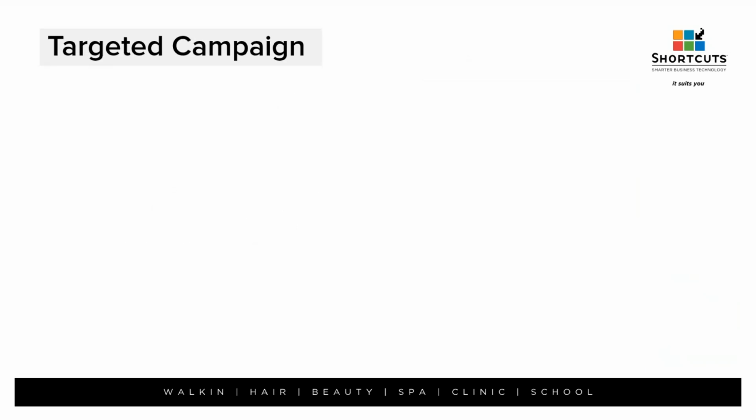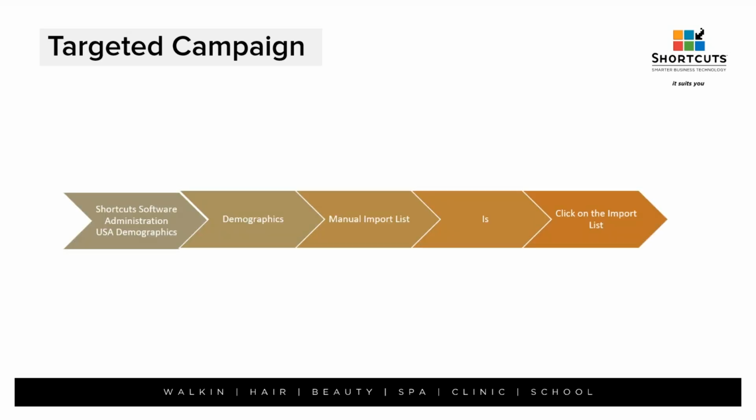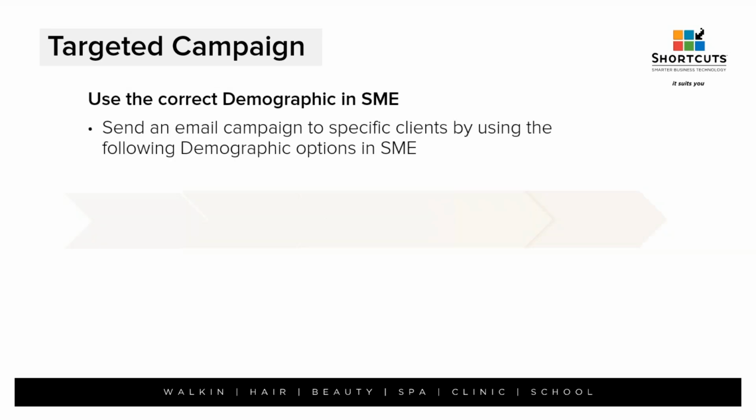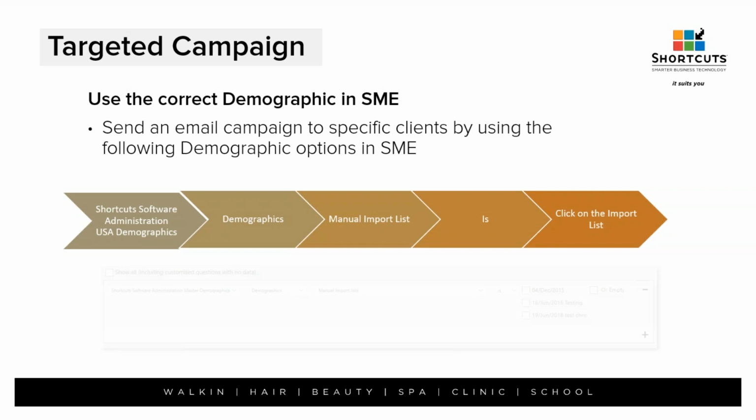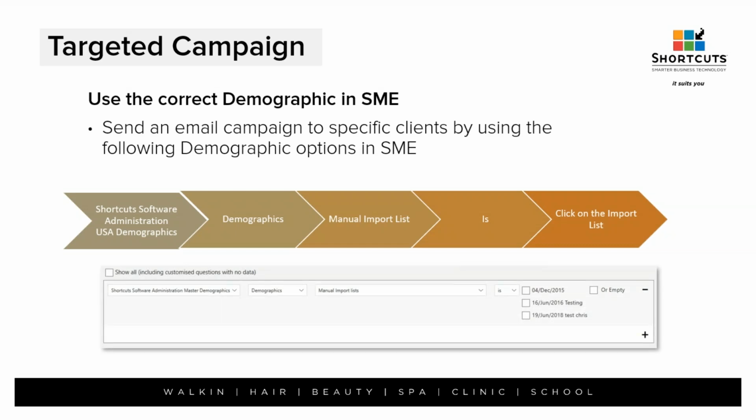So for a targeted campaign, let's review the steps. The list of customers we exported from Shortcuts, we need to tell Shortcuts Marketing Elite who these customers are. So once you're in Shortcuts Marketing Elite, you're going to go to the demographics and choose these options. In demographics, you're going to go to manual import list and then press the checkbox on the specific list you uploaded.